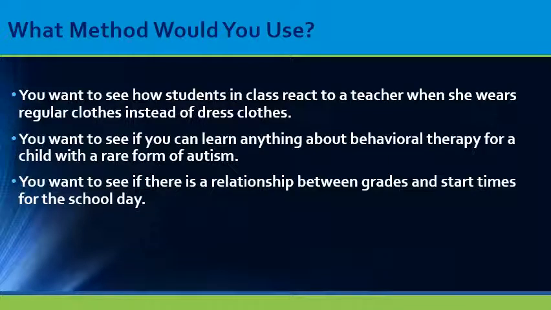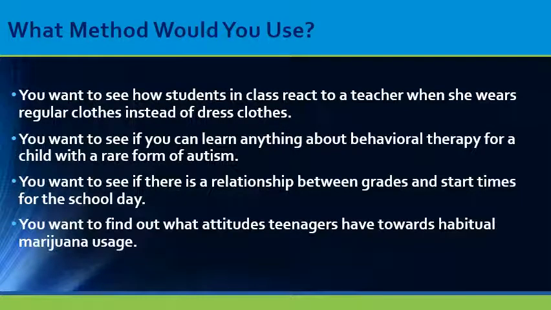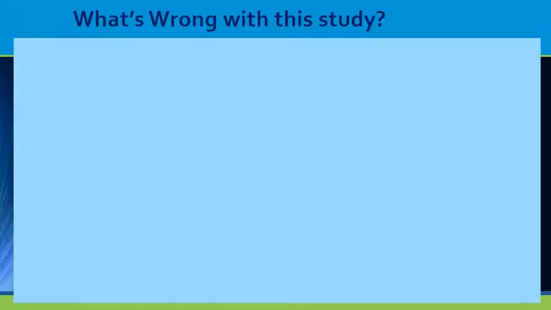Is there a relationship between grades and start times for the school day? You're right, it's a correlational study. Numbers of grades, so grade levels, start times, you can mathematically plot that. You want to find out what teenagers have in terms of their attitudes toward the habitual usage of marijuana. You're right, it's a survey, provided they don't lie on the survey. Studies get reported incorrectly all the time.